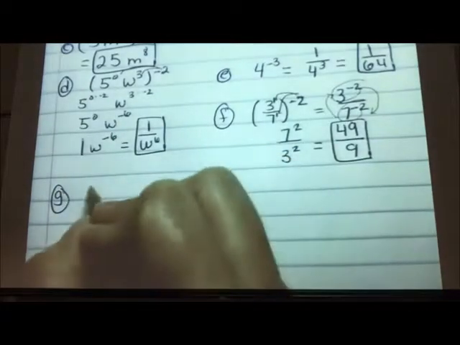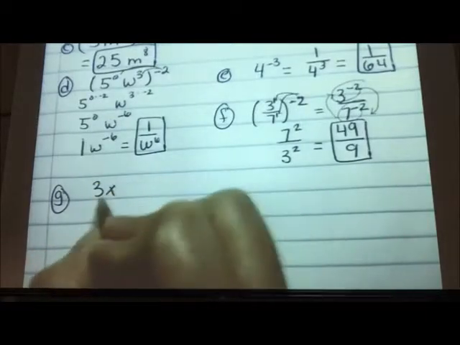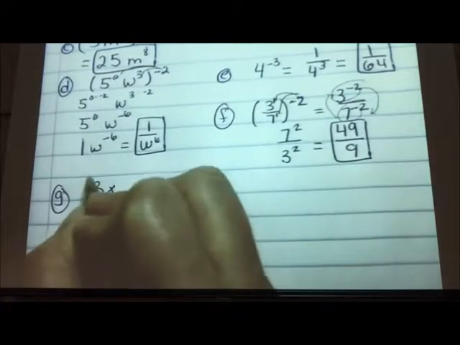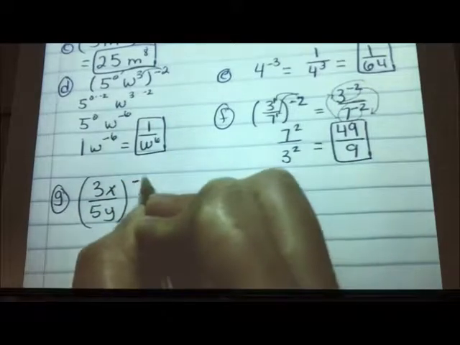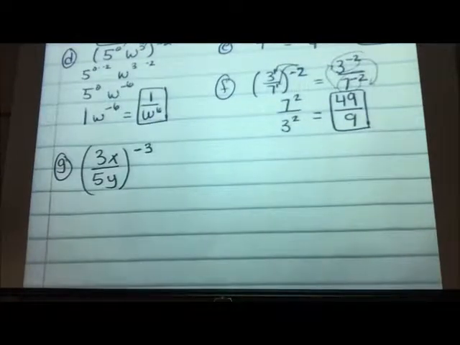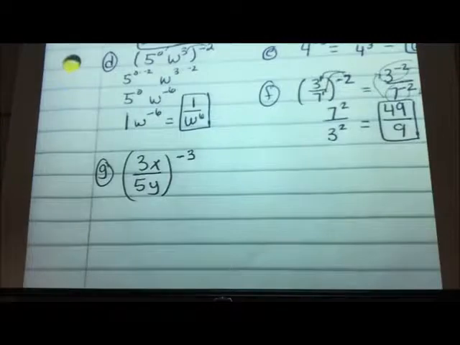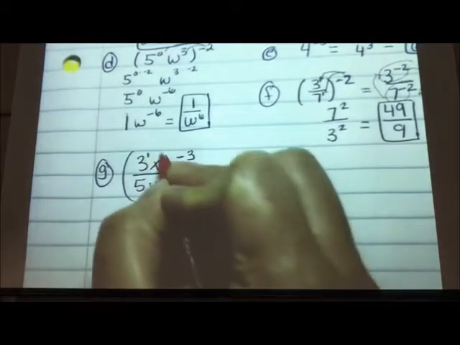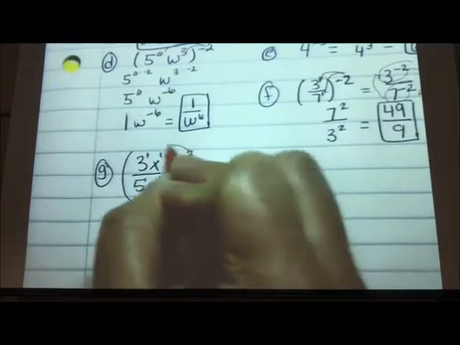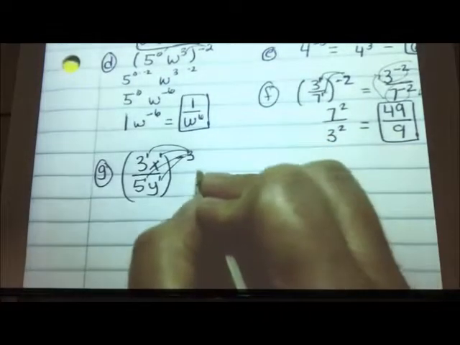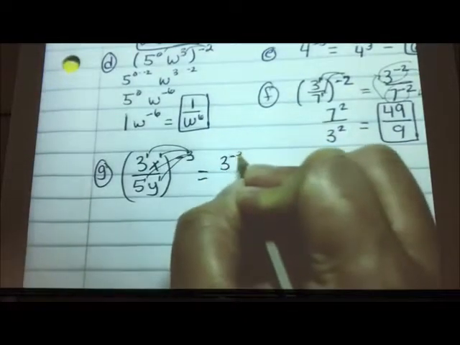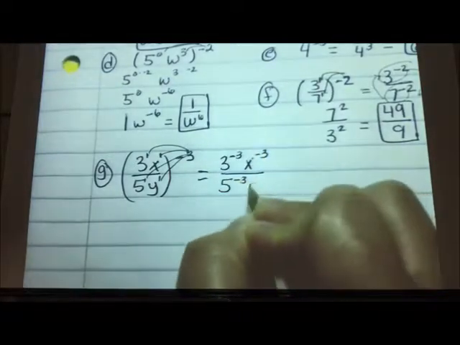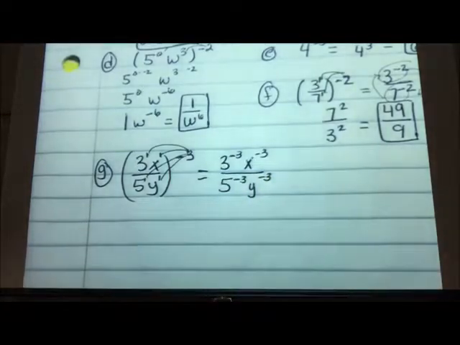Let's look at this one. Let's say we had 3x over 5y, to the negative 3rd. So once again, the exponent belongs to everything inside. So there's a 1 here, a 1 there, a 1 there, and a 1 there. So it belongs to that one, times that one, times that one, times that one. So this problem becomes 3 to the negative 3, x to the negative 3, 5 to the negative 3, y to the negative 3. They all have negative exponents.